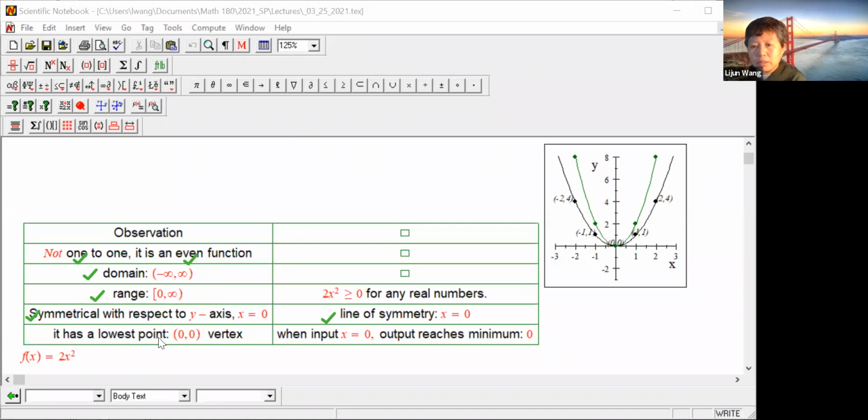Does it have a lowest point? Yes, it does. And what is the lowest point? Still the same. The meaning is the same: when the input is 0, the output reaches a minimum, which is 0. Everything is the same. And guess what we're gonna do next? We're gonna do half x squared.